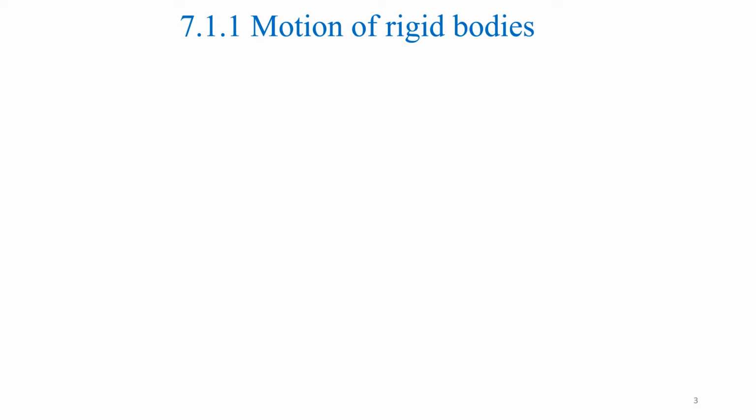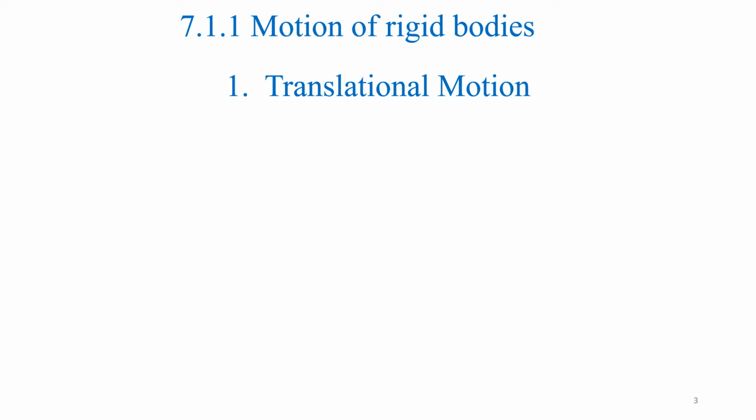Motion of rigid bodies. First is translational motion. Before that, let us ask one question. What kind of motion can a rigid body have? Let us try to explore this question by taking some examples of motion of rigid body.